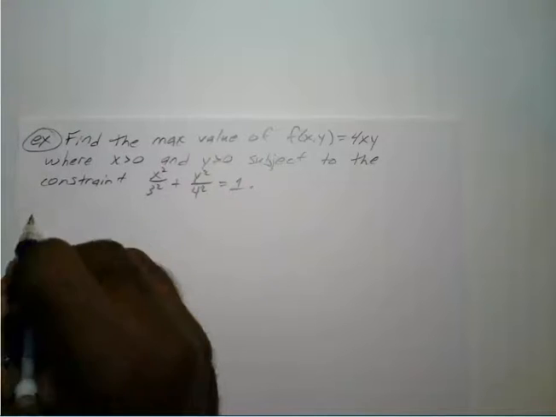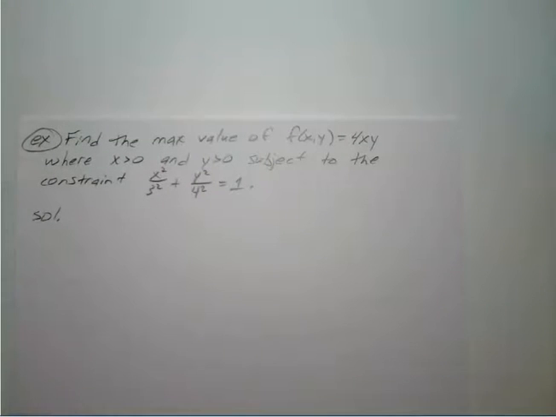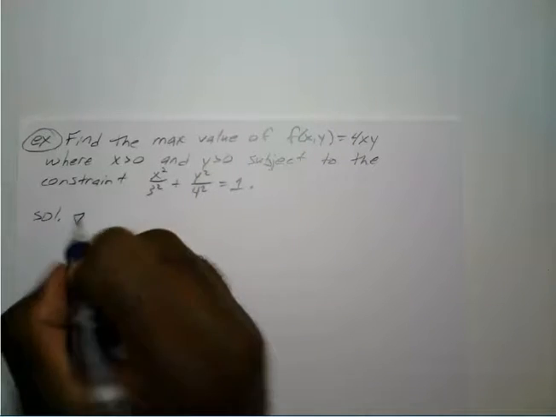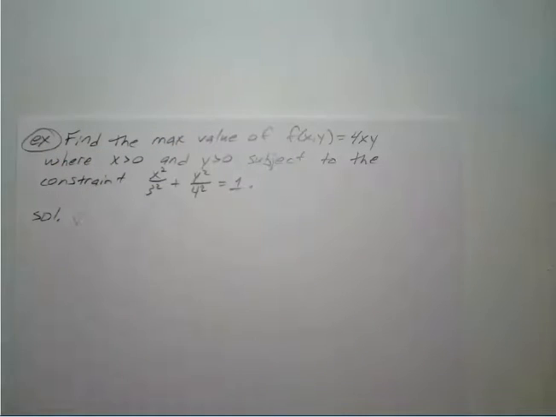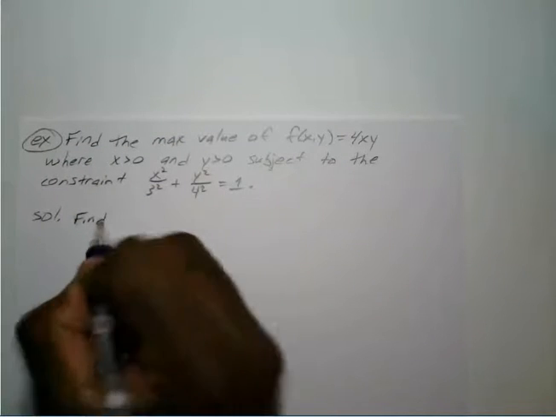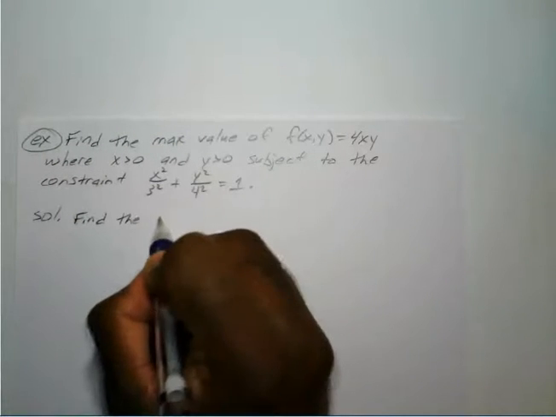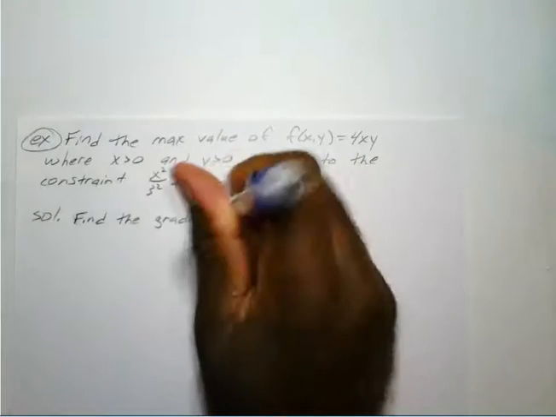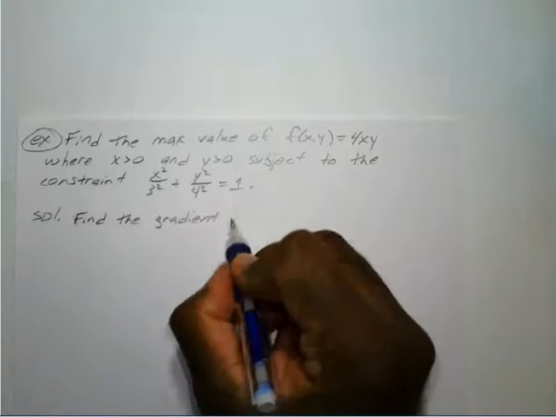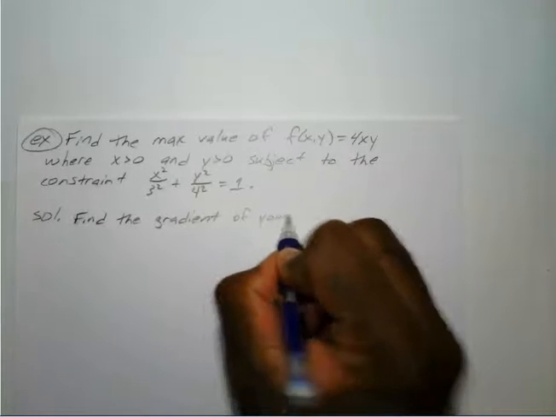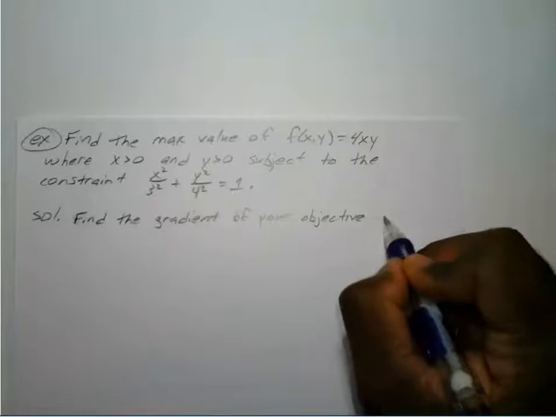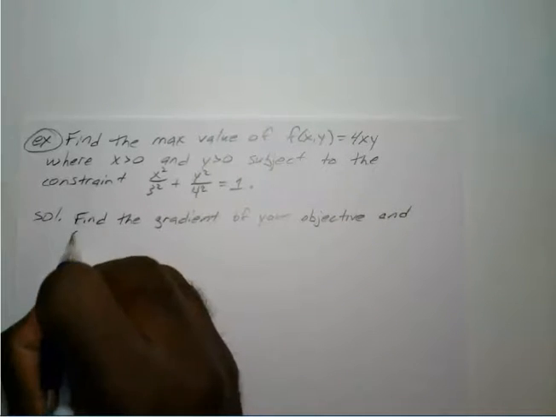All right, so first thing you're going to do, you're going to find the gradient of your objective and constraint functions. Okay, so the gradient, let me write that out actually. Find the gradient of your objective and constraint functions.